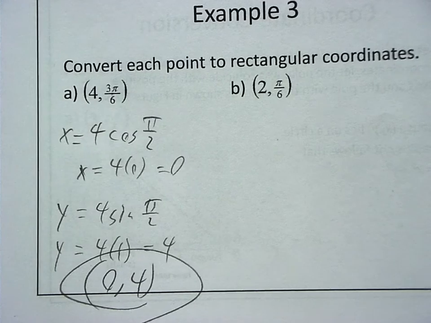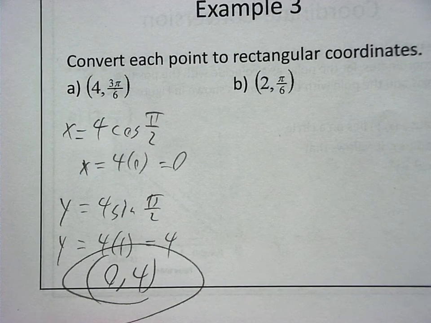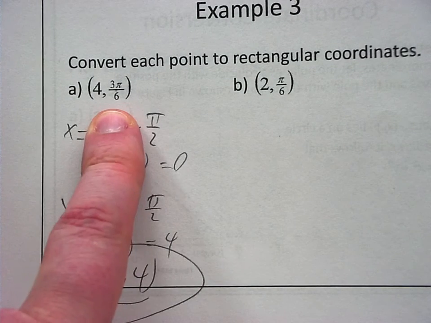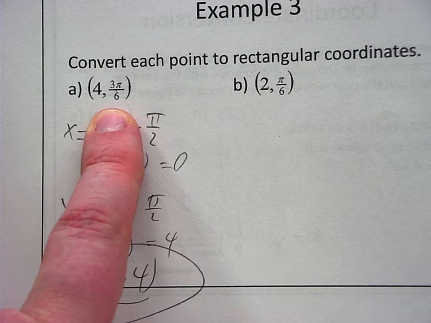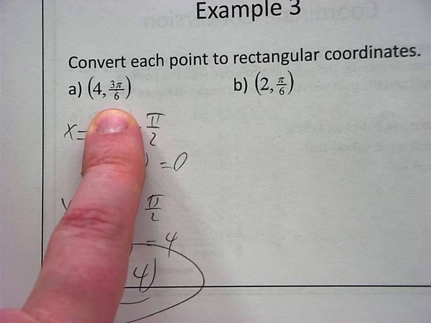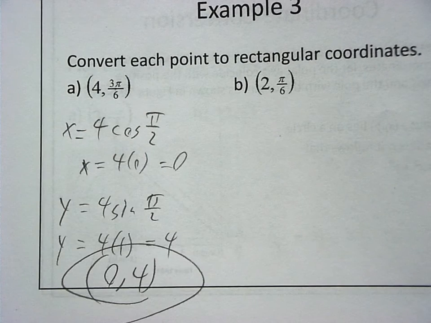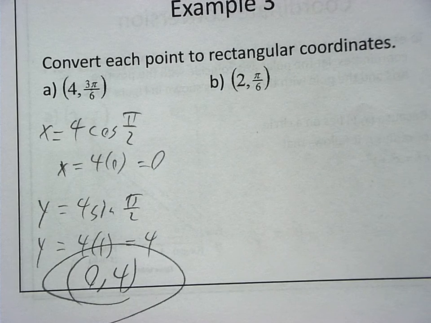Which, stop and look at it for a second. You don't even actually need to do all that, because this is 4 out from center, right? And pi over 2 up, right? Yeah. So you could do that one without. The next one would be a little bit hard to do without. Go ahead and find your rectangular for this one. Same methodology.